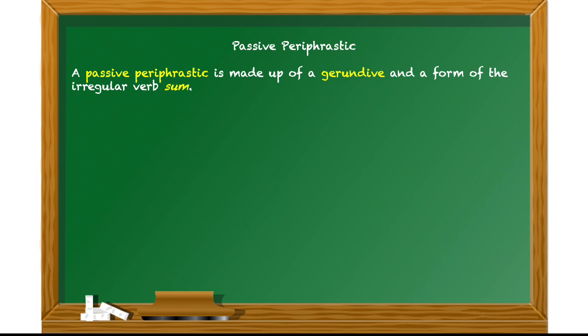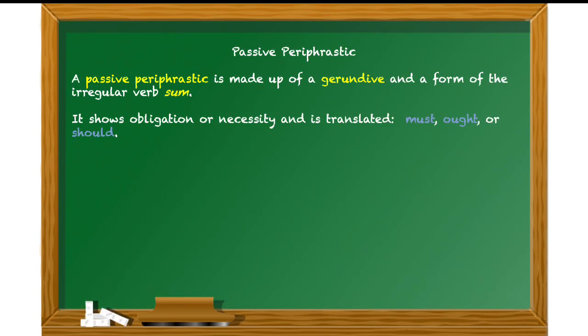A passive periphrastic is made up of a gerundive and a form of the irregular verb sum. And it doesn't use a gerund. It has to be a gerundive and a form of sum. And the key thing about the passive periphrastic is that it shows obligation or necessity, something that has to be the case, and is translated usually with must, ought, or should.